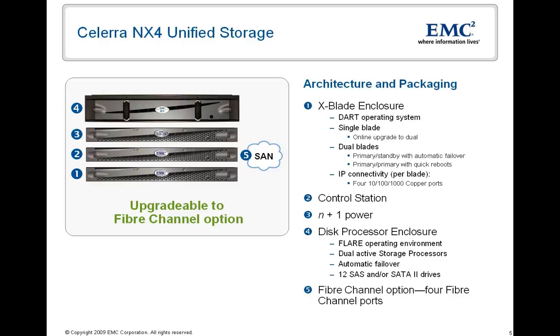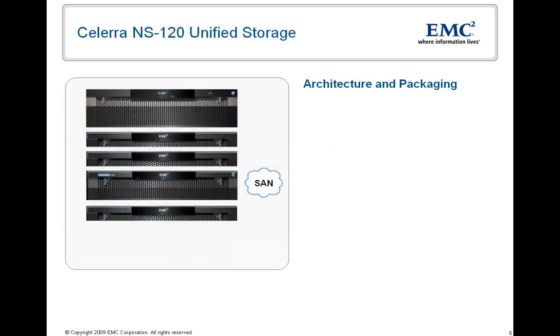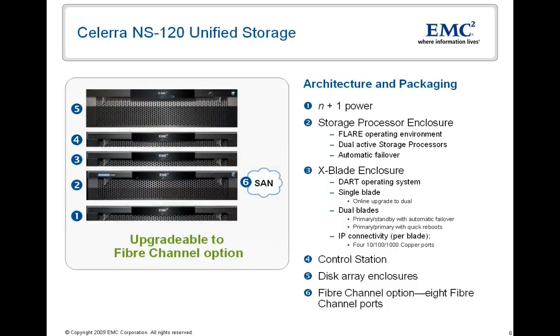Also, you'll notice that each blade, depending on the blade, comes with 4 copper GigE ports that are 10 by 100 by 1000, that can be trunked or linked or bonded together to give you that extra resiliency, so to speak. Okay, so the difference between the NX4 and the NS120 really is just the horsepower and the capacity that you can put in front of each blade.